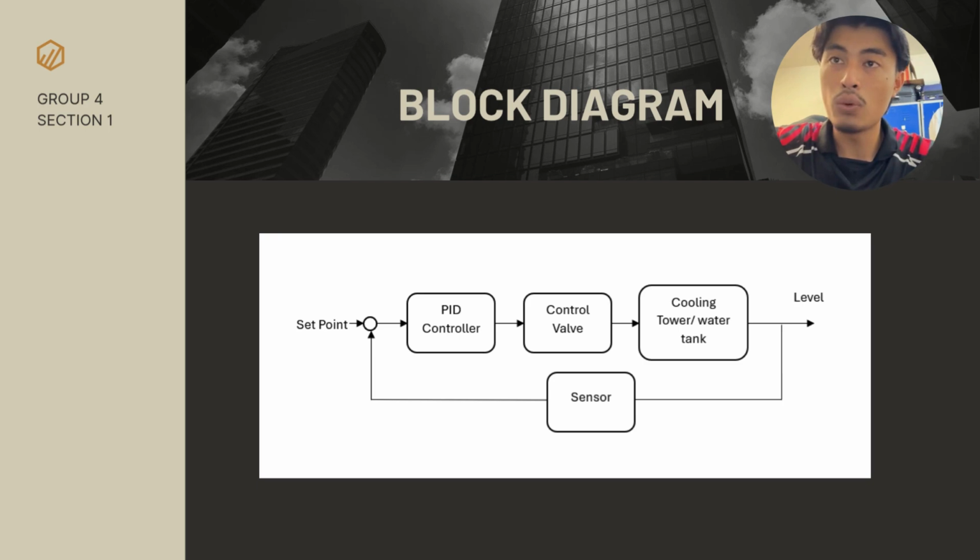Number 4 is our control valve. The output from the PID controller then goes to the control valve. This valve is our actuator. It is a device that physically regulates the flow of water into or out of the cooling system. If the PID controller determines the water level is low, it will send a signal to open the valve more, allowing more water in. If it is too high, it will signal the valve to close, reducing the water inflow.